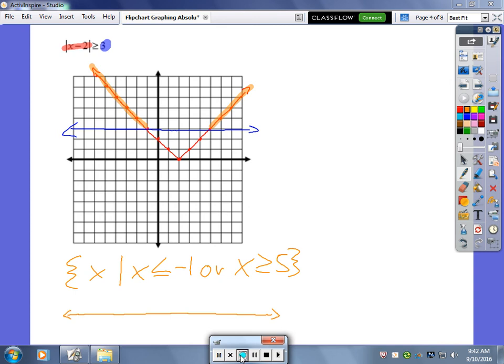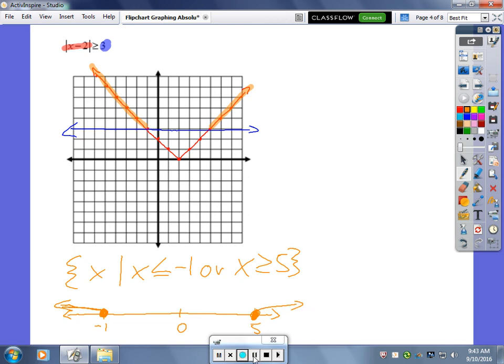If we wanted to show the solution set on a number line, we would take our two borders, -1. Let me just make a 0 in here, and +5. We have less than or equal to and greater than or equal to. That means we use closed circles. Our arrow goes to the left on this side, all numbers that are less than or equal to -1. And we also have all the numbers that are greater than or equal to +5.